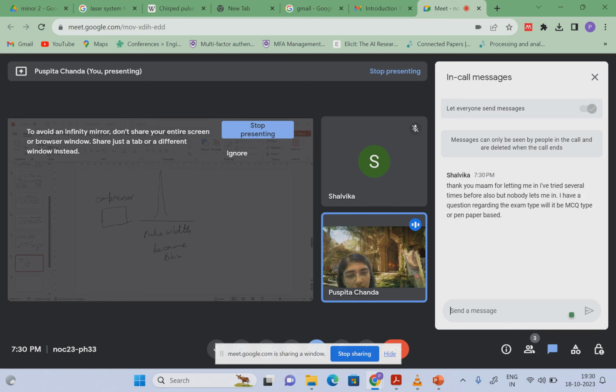Okay, the instructions will be given to you. Basically, it should be an MCQ type question, but if it is otherwise, the actual instructions will be given to you prior to the exam. Is that okay? Am I audible?